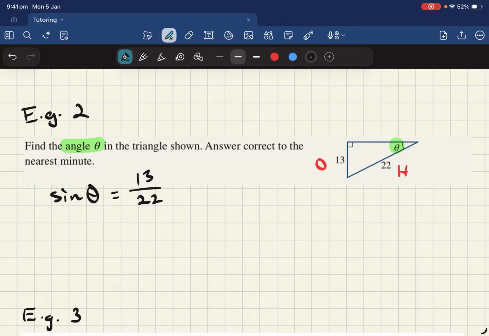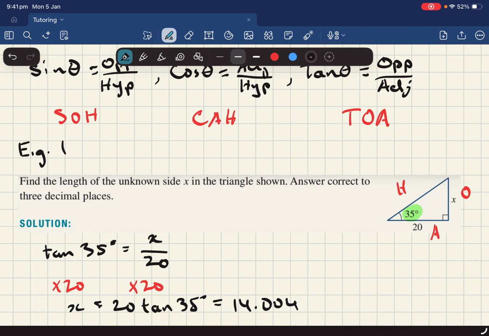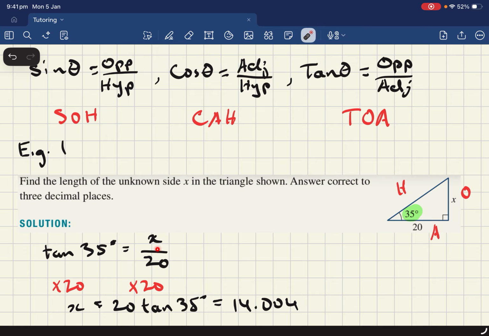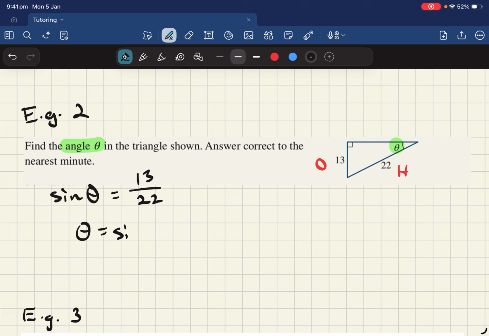Now, in this question, we're looking for the angle. So we're trying to find this angle here, and we take what's called the inverse sine of both sides, because inverse operations just mean opposite operations. Here, the inverse of dividing by 20 was multiplying by 20. When we take the inverse of a trig ratio, that means we get theta equals the inverse sine of 13 over 22. There's a button on our calculator, and I'll show you how to get to this one.